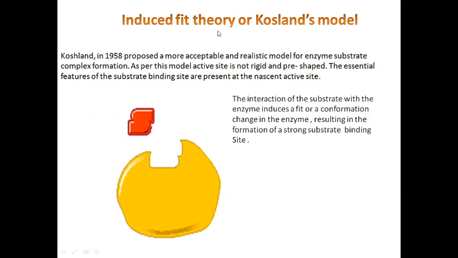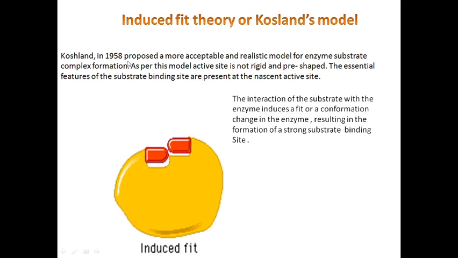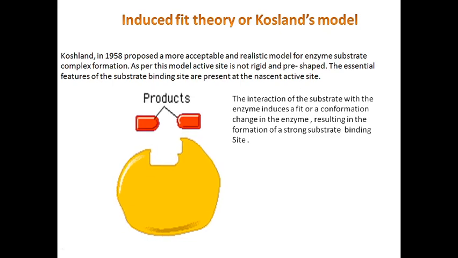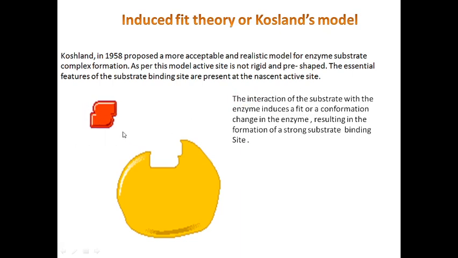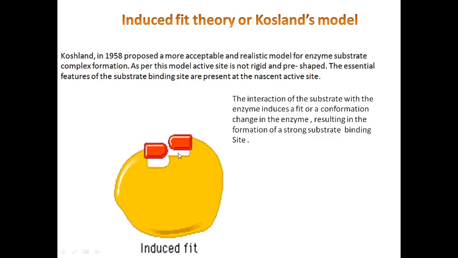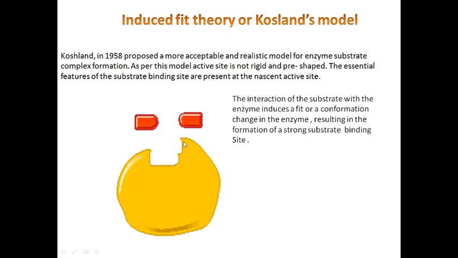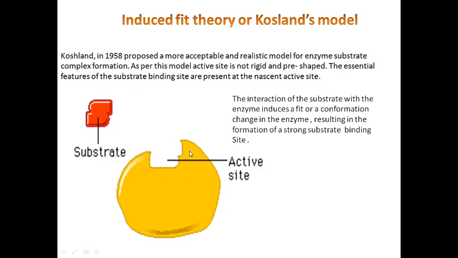You can see the induced fit or Koshland's model. Koshland proposed this model in 1958, and it is the most acceptable model. It gives scope for the flexibility of the enzyme. Here you can see, this is the enzyme, this is the substrate. The enzyme modifies its active site, and later when the product is formed, it changes back to its original state. Here the active site of the enzyme shows flexibility.